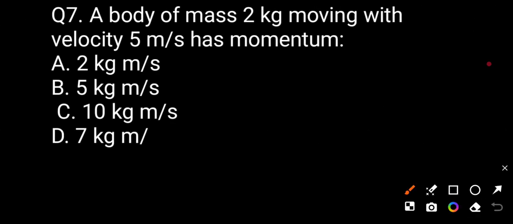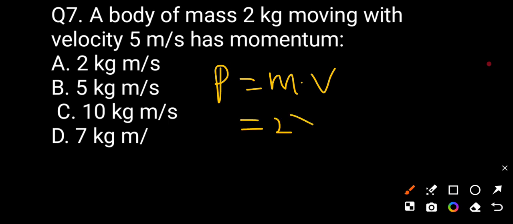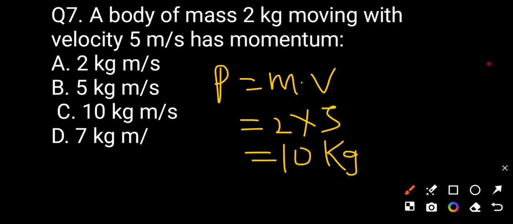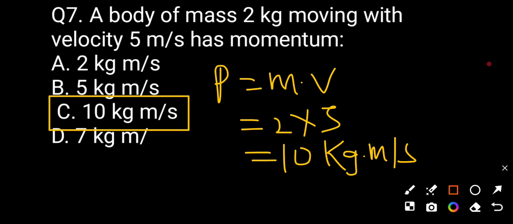Now question number 7. A body of mass 2 kg moving with velocity 5 meter per second has the momentum P equal to m into v, equal to 2 into 5, equal to 10 kilogram meter per second. So the correct answer will be C. The momentum will be 10 kg meter per second. So option C is correct.